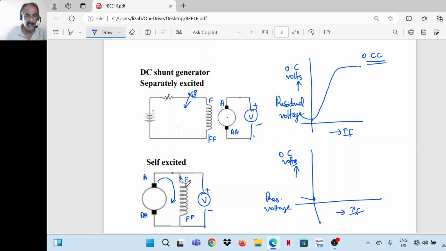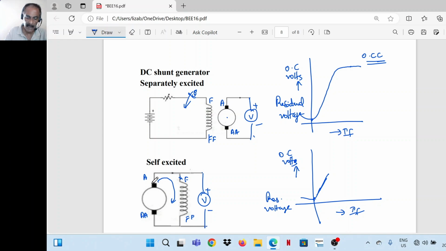Because of that, the field is strengthened a bit more. That means the voltage across the armature terminals will increase later. Now, when the voltage across the armature increases, the field current through the field winding also increases. So this is a cumulative process.